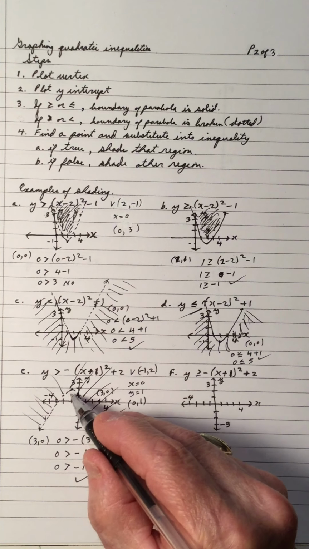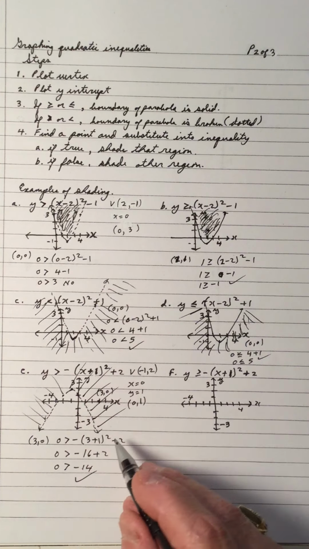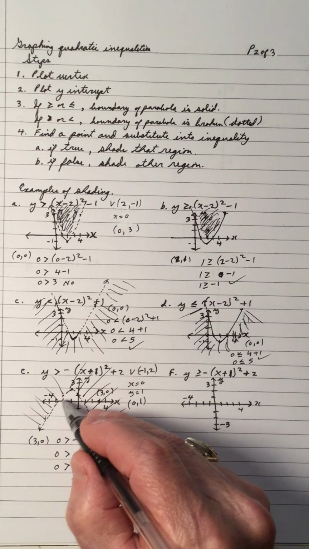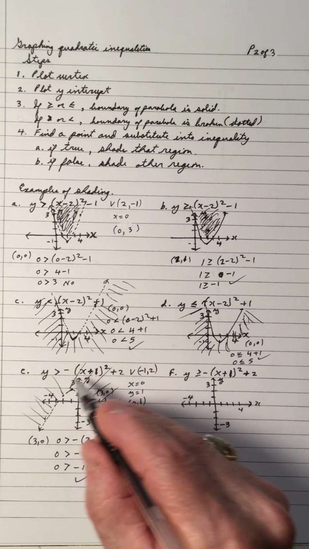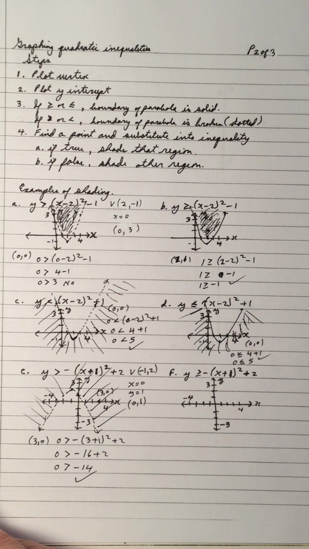Notice the boundary line is broken. The points on the parabola do not satisfy this inequality because there's no equal sign.